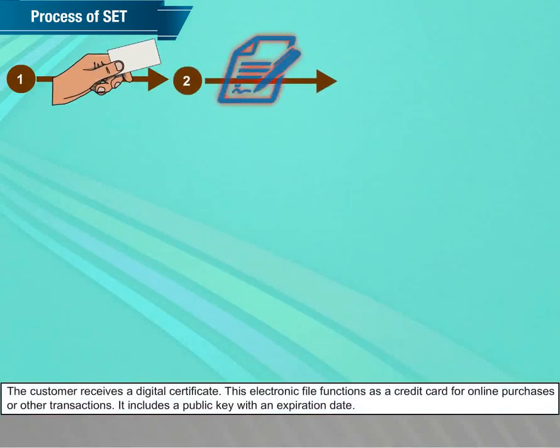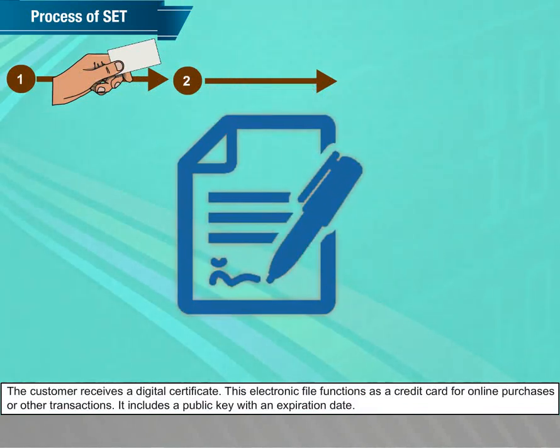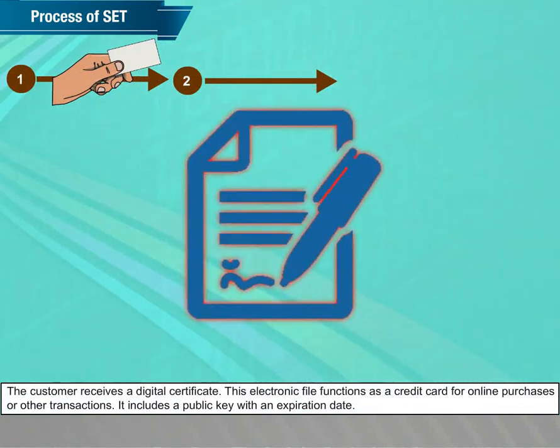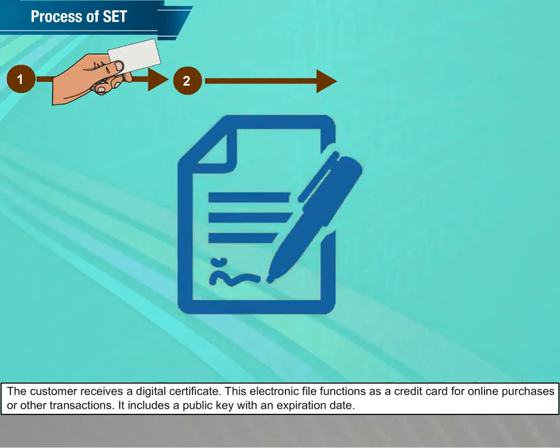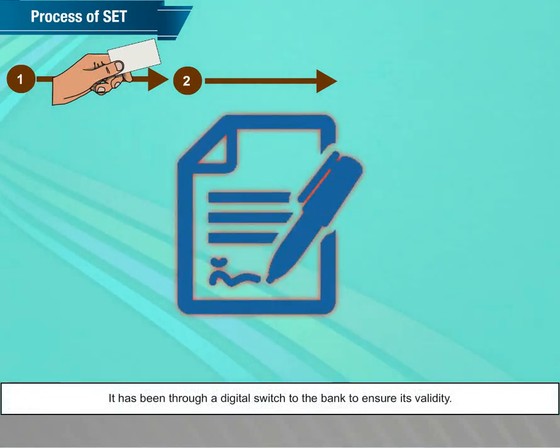The customer receives a digital certificate. This electronic file functions as a credit card for online purchases or other transactions. It includes a public key with an expiration date. It has been through a digital switch to the bank to ensure its validity.